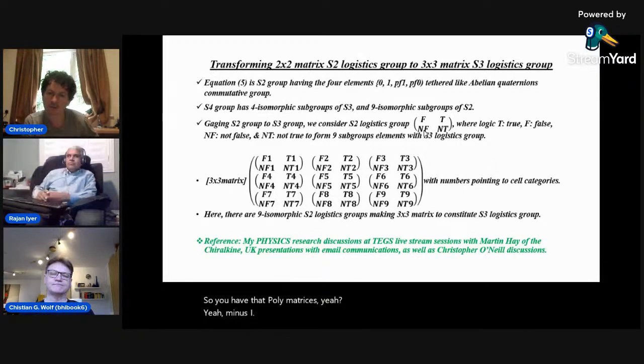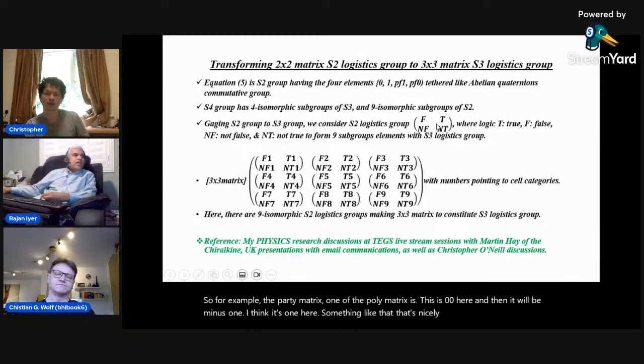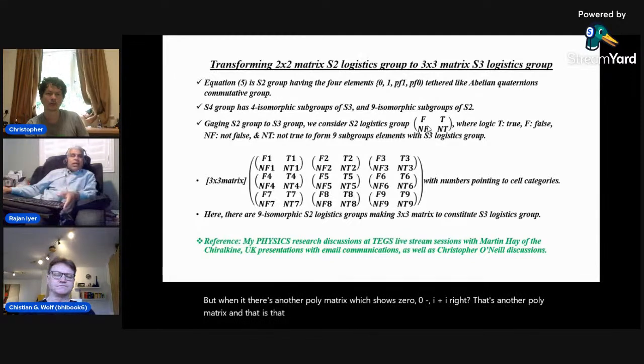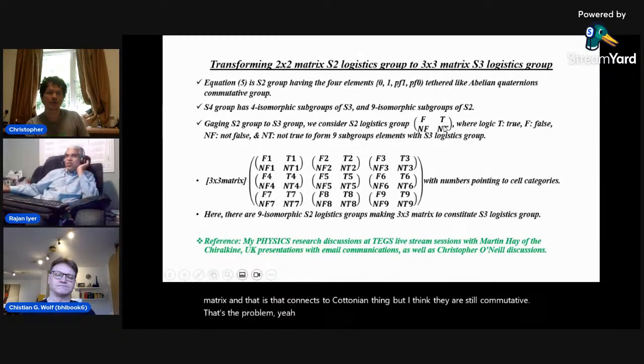Are you saying that, for example, one of the polymatrices is 0, 0 here, and then it will be -1, I think it's 1 here, something like that. That's nicely abelian, commutative, right? But there's another polymatrix which shows 0, 0, -I plus I, right? That's another polymatrix, and that connects to the quaternion thing. But I think they are still commutative. No, they're not. Yeah, that's the problem. Yeah, that's what I thought.